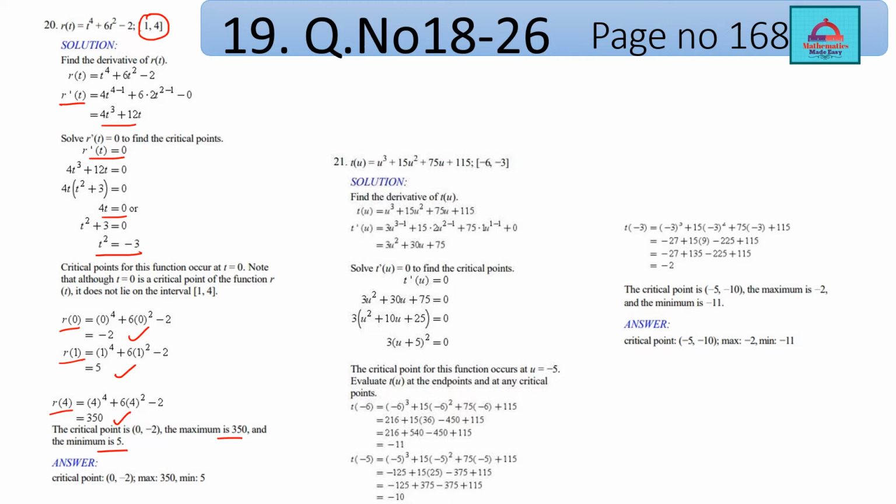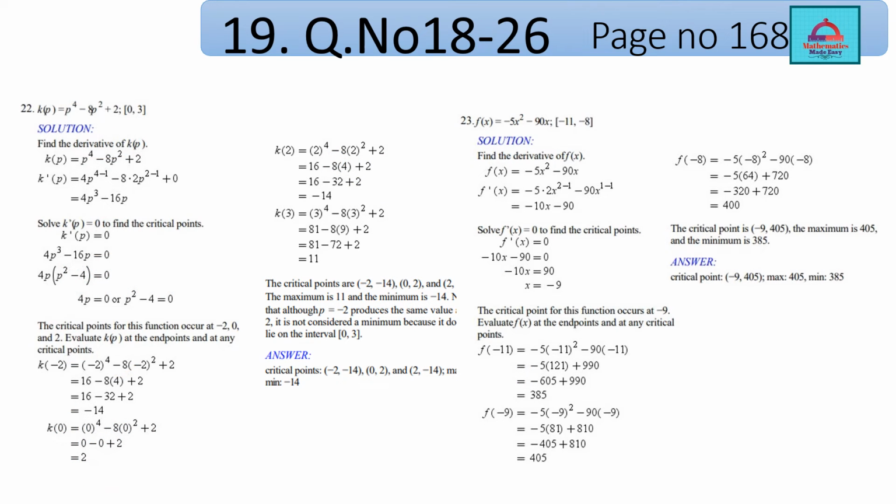Minimum is going to be -2, which is occurring at 0, and the critical point here comes out to be 0, -2. Similarly, question 21, you can see the answer key, and for question 22 to 26, now I will show you the answer key in the next slide. So this is how the answer key looks like for question 22, 23, and now we'll see for 24 and 25. As you see, for all these questions, the steps are same, just the numbers are different.